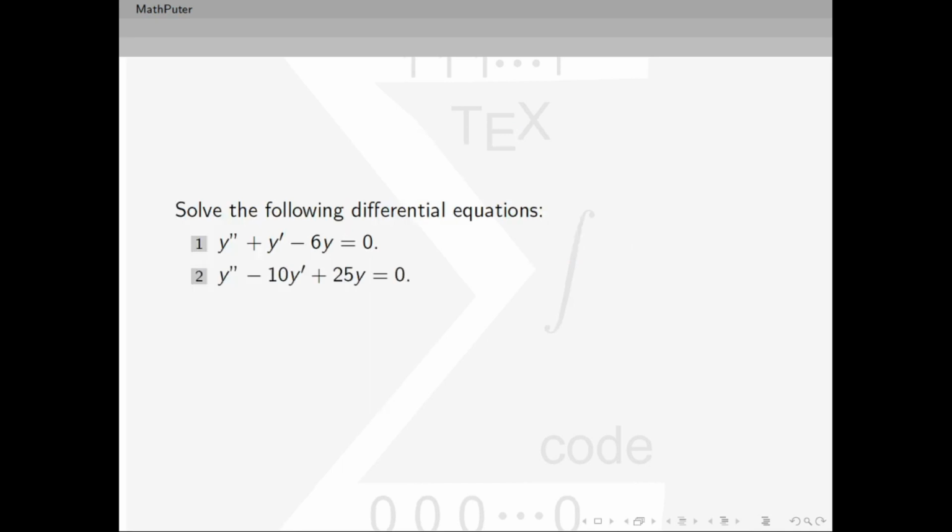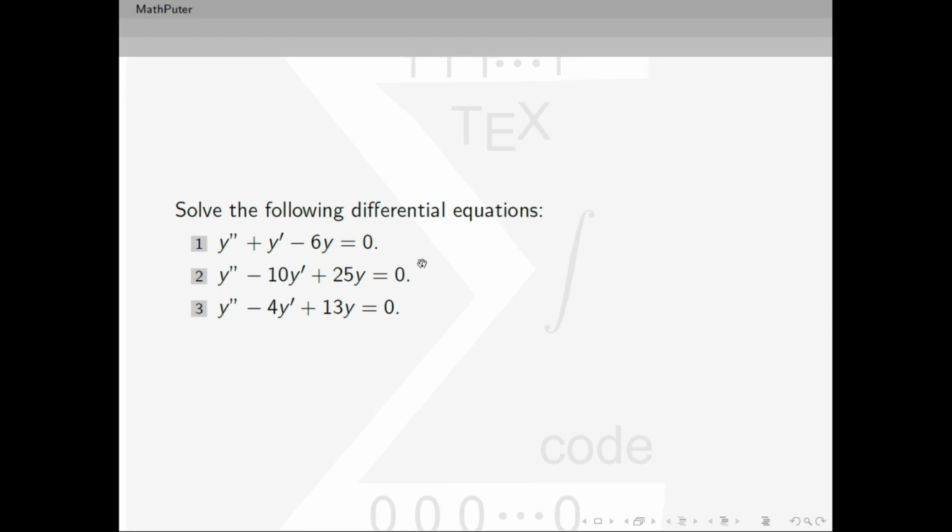We start with these three examples. Y double dash plus y dash minus 6y equal to 0. The second example is y double dash minus 10y dash plus 25y equal to 0. And the third one is y double dash minus 4y dash plus 13y equal to 0.